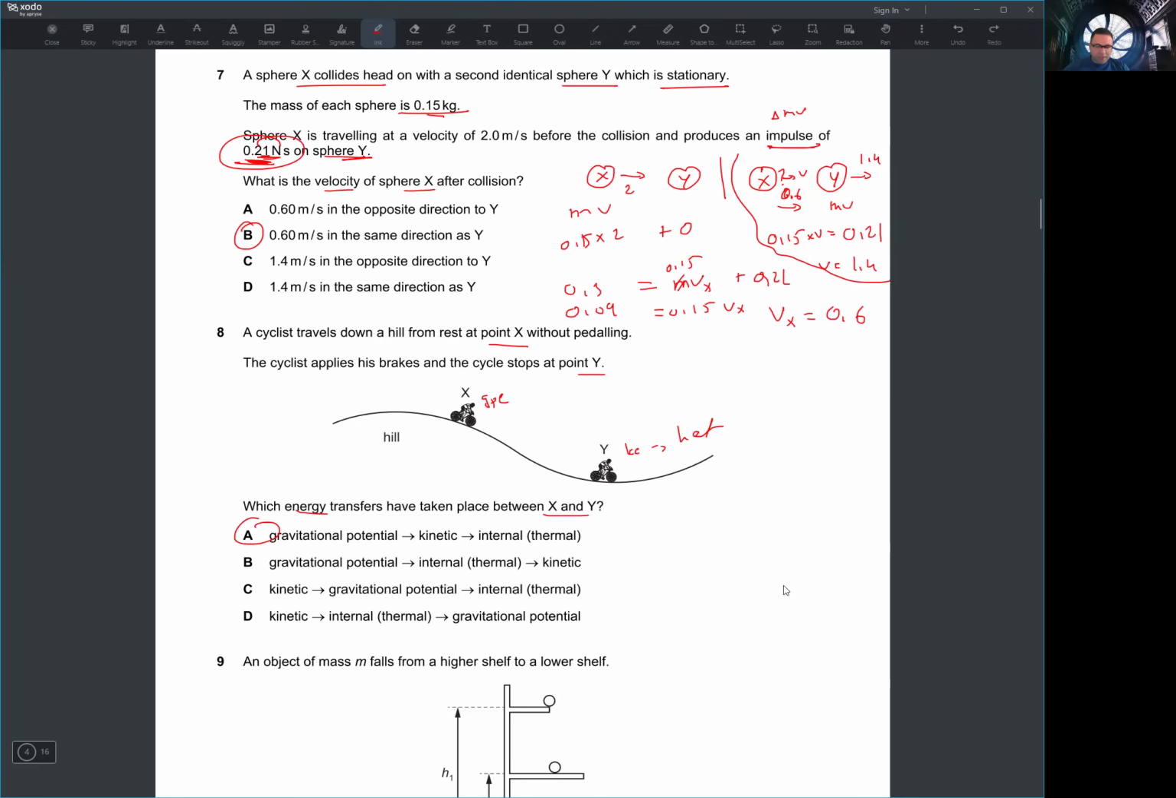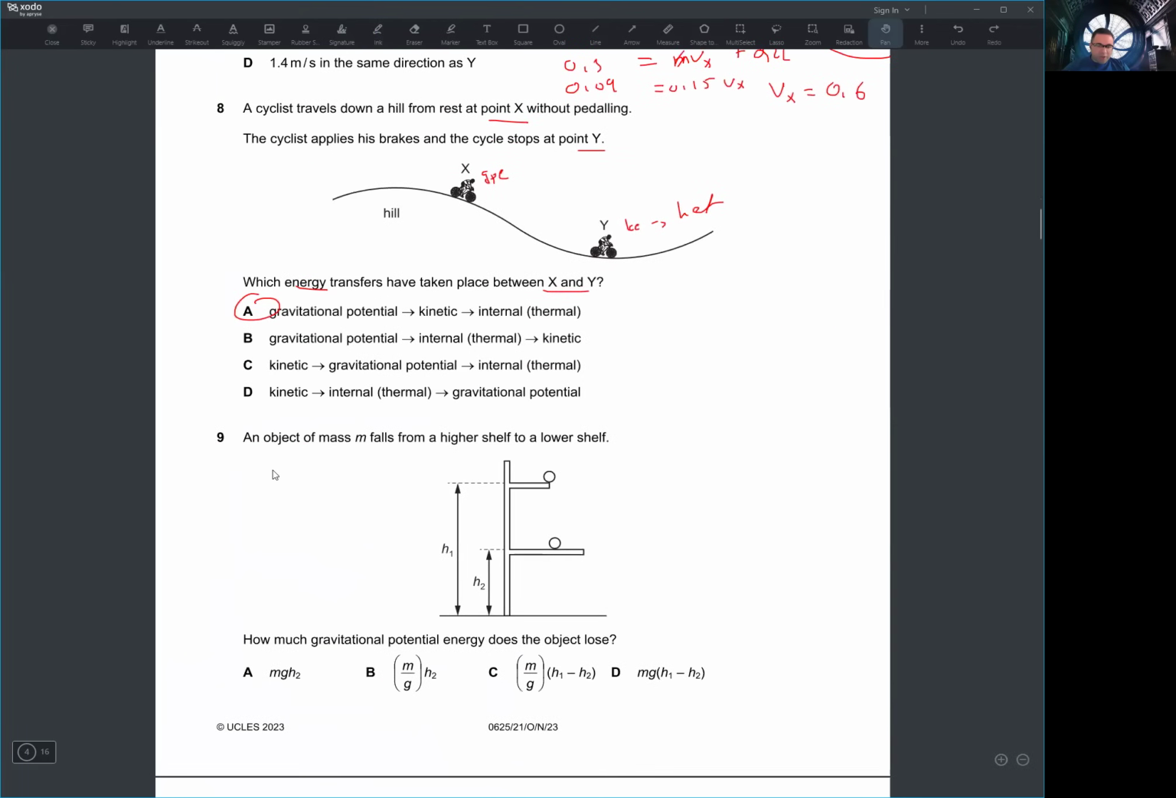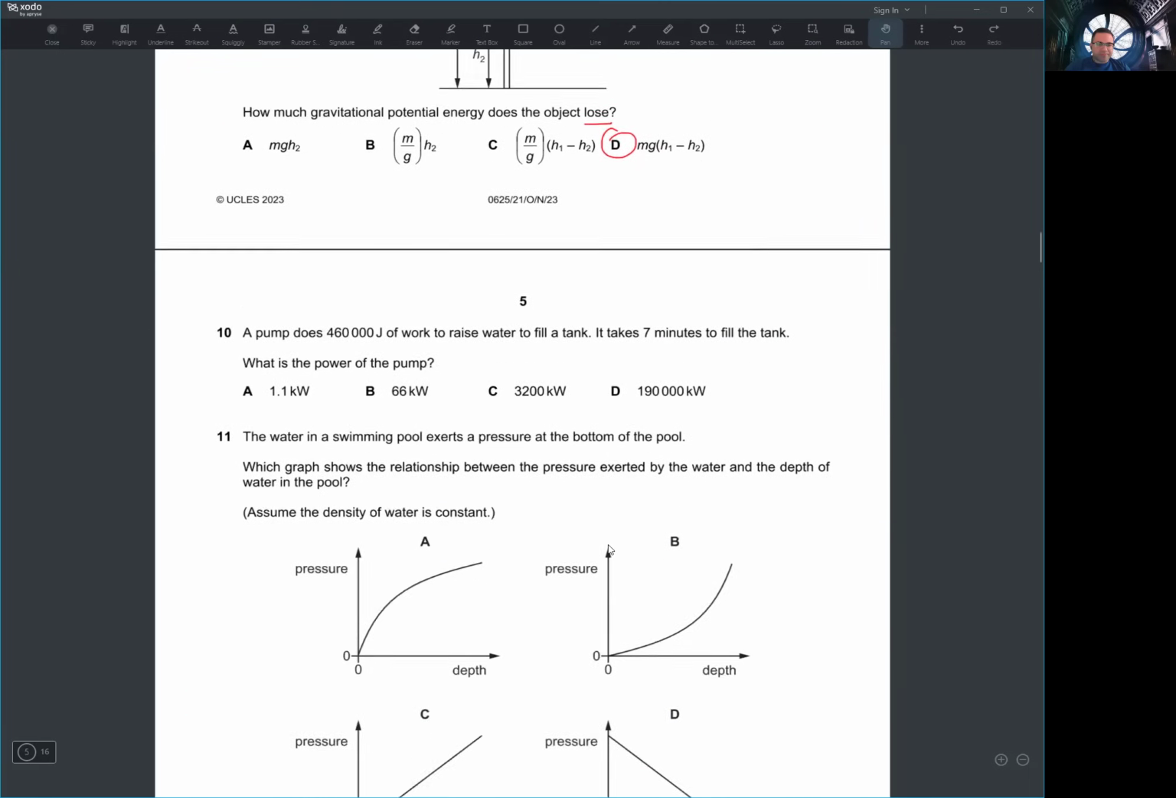And 9, an object of mass M falls from a higher shelf to a lower shelf. How much gravitational potential energy does this object lose? Oh yeah, so that's mgh. Oh wait, which h? This h. Oh, I don't have this h. It's only h1 minus h2, because this is the big height minus the small height. This gives me this height. So is that option there? Yes. D.